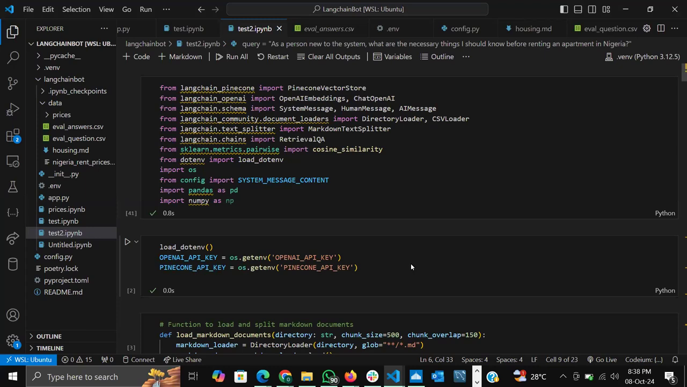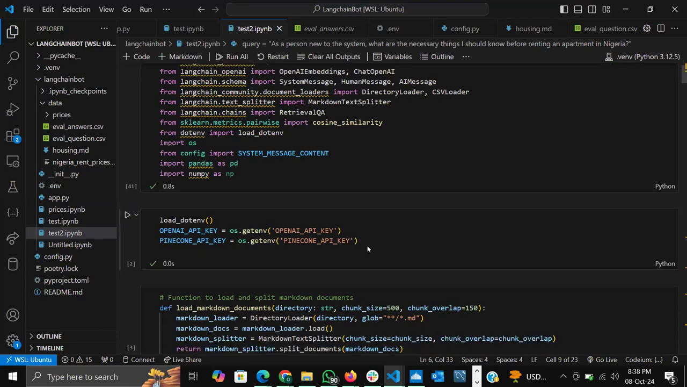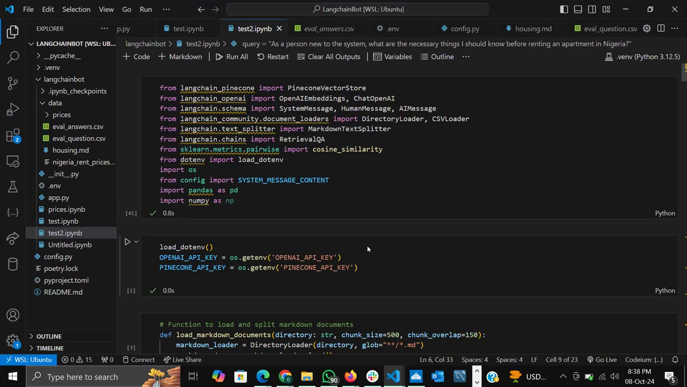Hi. So I'm going to talk about my personal project. I built a RAG system that will help people who have not been in Nigeria before, who want to come to Nigeria, answer questions they might have about moving into Nigeria, how the rent situation is, and any other information they might want to seek and get answers to.